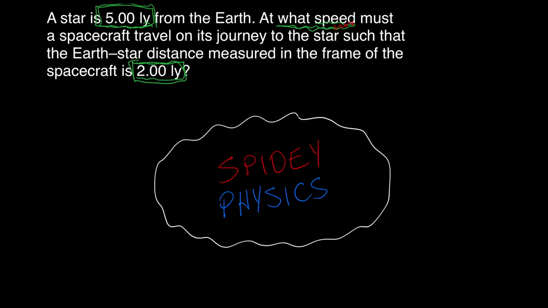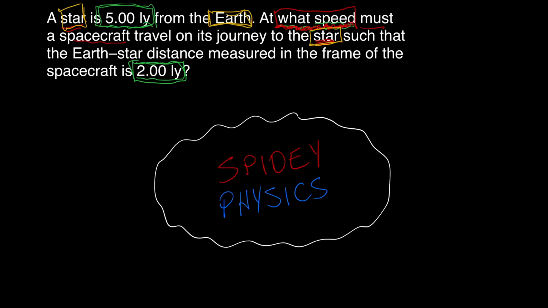I'm going to put this in red because this is what we need to answer. At what speed must a spacecraft travel on its journey to the star? They talk about the star here and they talk about the star here. Maybe I should put these in yellow. Star, star. I'll also put a little box around Earth, also important.